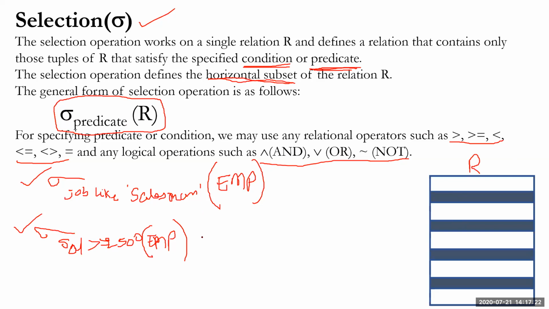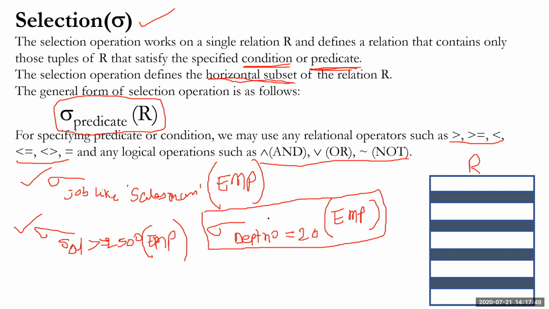For example, display the details of all employees whose department number equals 20. For this, sigma DEPTNO equal to 20, and our relation is EMP. In this way, you have to specify. This is one kind of specification of your query. The same kind of queries will be asked in your final examinations. You are also expected to write in the same fashion.